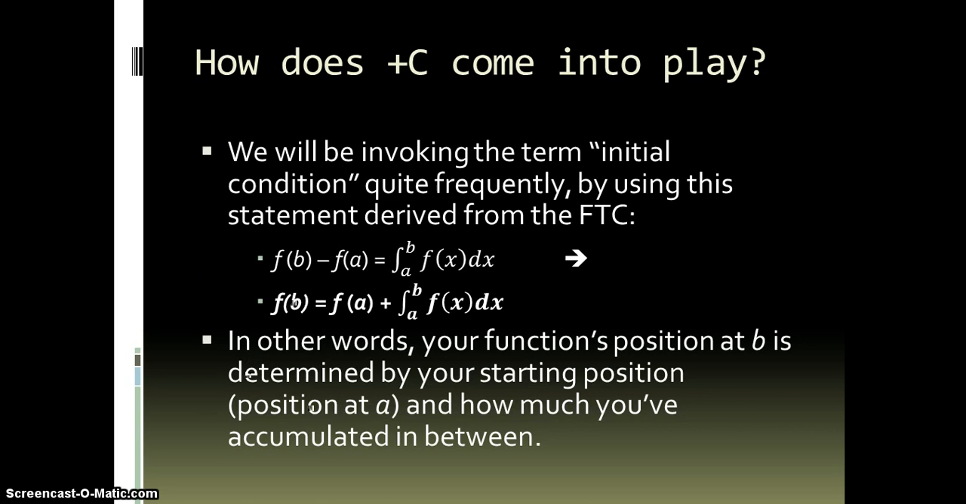How does the plus c come into play? We're going to be using the term initial condition quite frequently, using the statement derived from the FTC. If you remember, we talked about the magic carpet. In other words, if we want to find our position at B, we need to take our initial position at A and add the integral from A to B of f of x dx. So our function's position at B is determined by our starting position and how much we've accumulated in between. That's the whole net change philosophy.